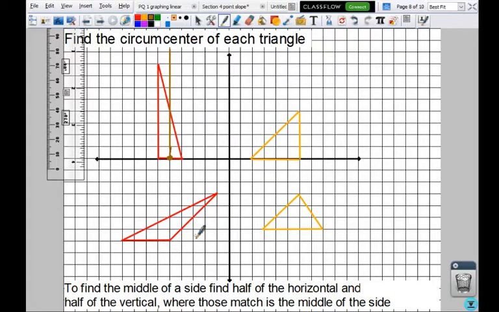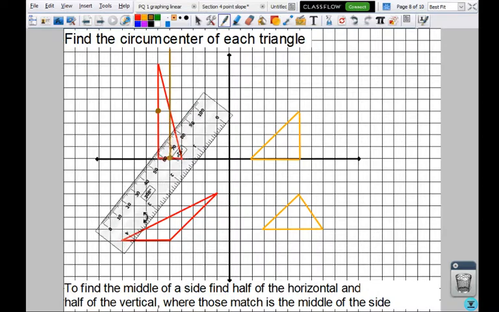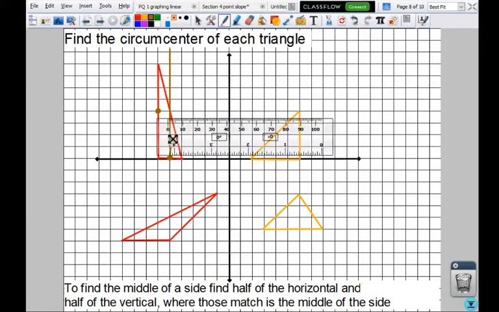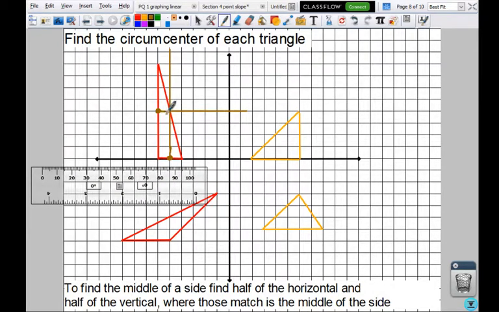I'm going to find the middle of my left side here. It is 1, 2, 3, 4, 5, 6, 7, 8, which means if I go 1, 2, 3, 4, I know that's in the middle. I'm going to draw my second perpendicular bisector. I'm going to match up my ruler with my side, and make sure the corner of my ruler is on my dot. And then I'm going to draw my second line, my second perpendicular bisector, finish it off right there.